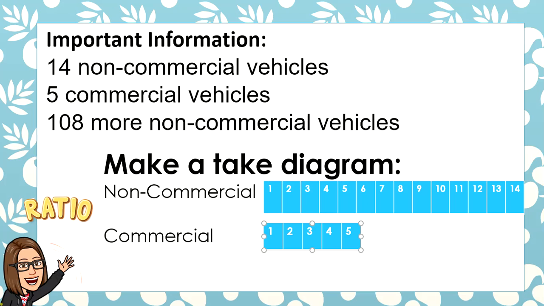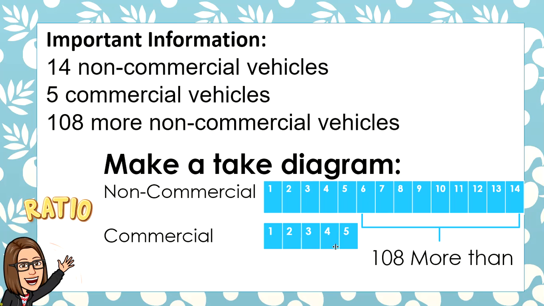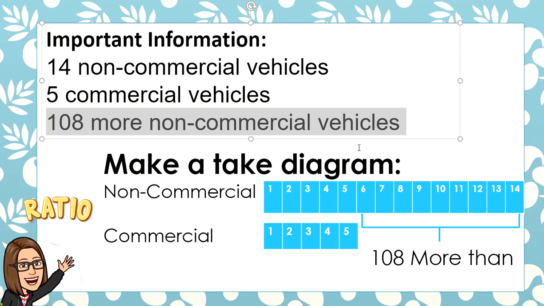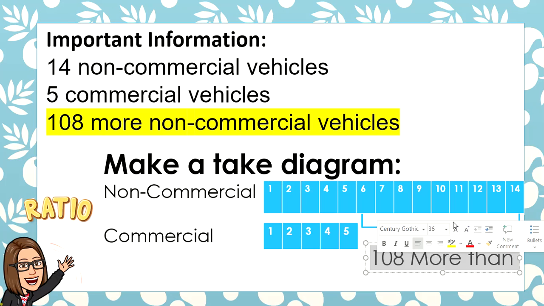Okay, so we go on and we have our tape diagram. Now, this is where the 108 more comes in. Here's our 108 more vehicles. So you can see it says 108 more vehicles right there. And here is where the 108 more come into play. There's 108 more, so there will be so many here, and there's 108 in those, okay? So that is the tricky part. If you see the more than, that is what it's going to mean. So let's go on and solve it now.